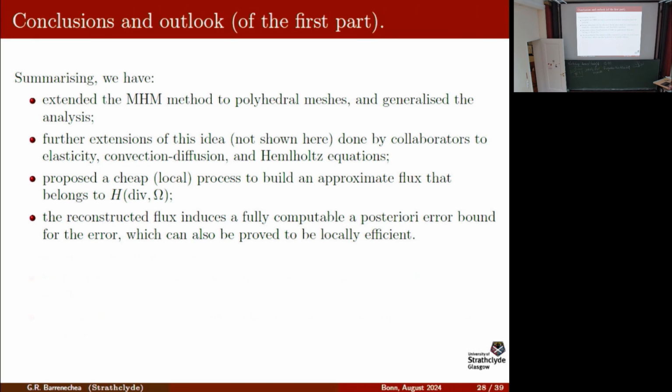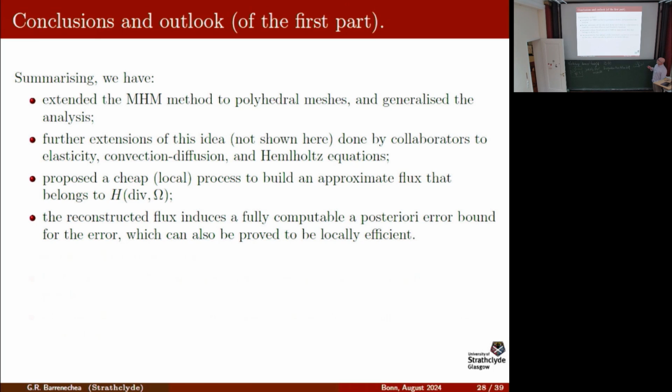Since then, several of my collaborators have been working on extending this to elasticity. Wesley's PhD thesis was on this idea applied to elasticity equations. Convection diffusion: Diego Paredes has been writing things on convection diffusion and this method as well. And Frederic worked in France for a couple of years, working with Helmholtz and wave equations.